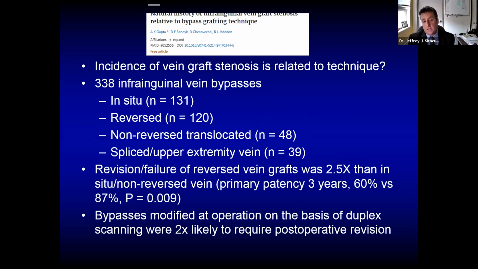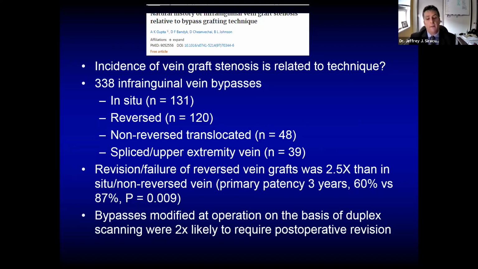Is it related to technique or not? Looking at 338 single center infrainguinal bypasses, there's about a third in situ, a third reversed, and a third non-reversed, translocated or spliced upper extremity veins. Revision or failure of reverse vein bypass was 2.5 times more common than in situ or non-reverse vein, which, as I'm a reverser, makes me unhappy to see.